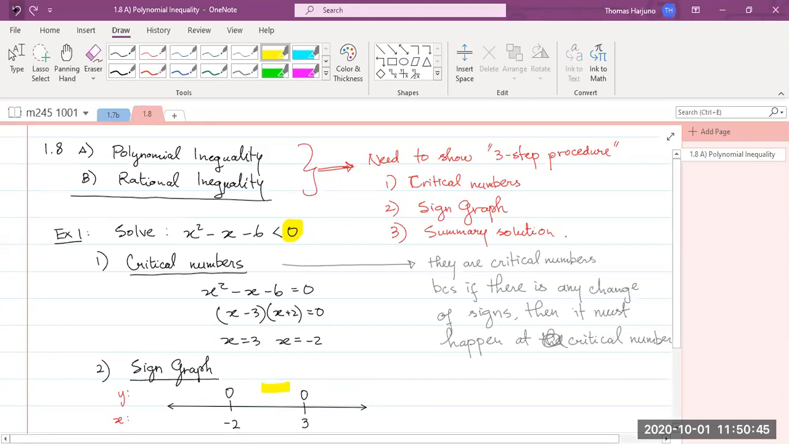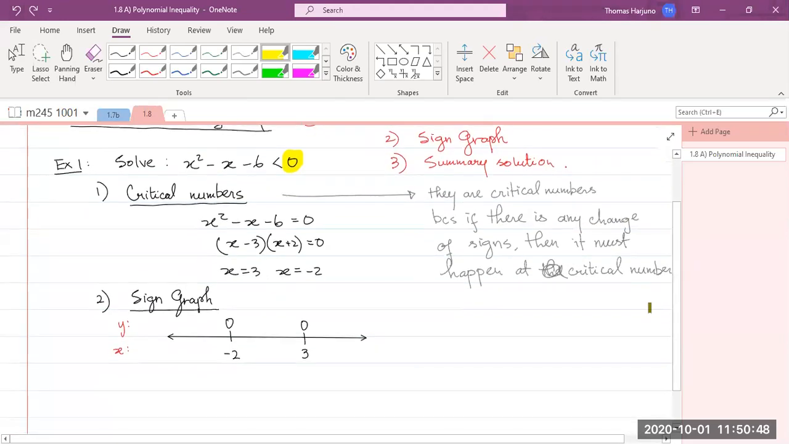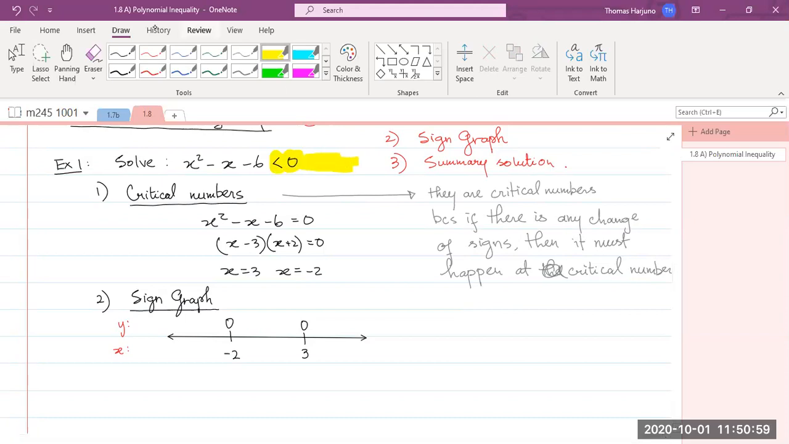Now then, next. Why do we want the sign graph, plus minus? Why, Thomas? Why do you only care about plus minus? Well, because what we want to solve is actually less than 0. Now, less than 0 means what? Negative, right? Less than 0 means negative. That's right. So our solution later on will be the interval that gives us negative value. Now the thing is, how do we decide which interval of these three intervals here gives us negative value?